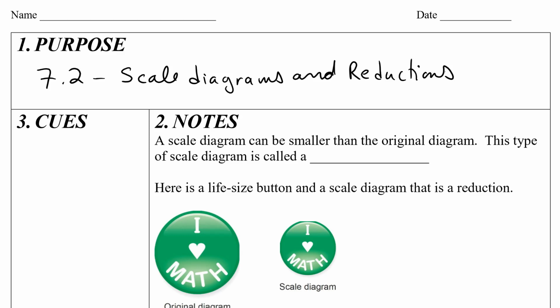However, let's talk about when we take something in real life and then we scale it down. Maybe we need to do that so that it fits better in a promotional item, a promotional poster, say, that we're making, but somehow we need to make that image smaller. So a scale diagram can be smaller than the original diagram. This type of scale diagram is called a reduction.